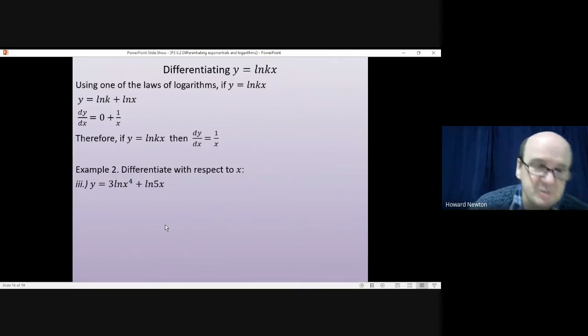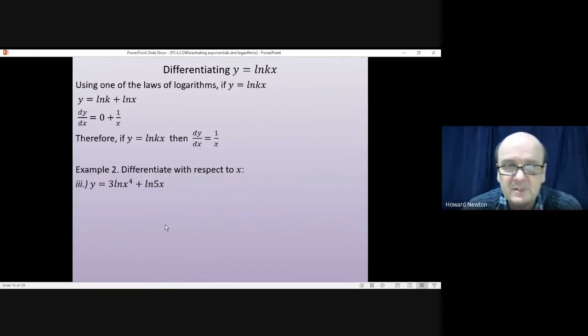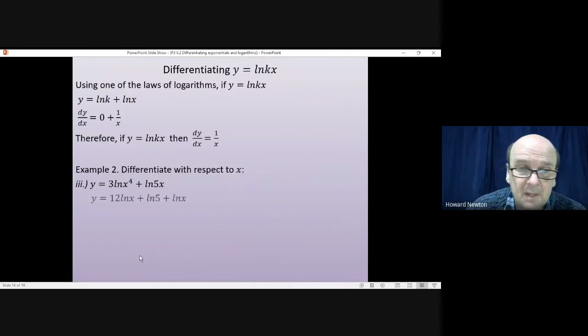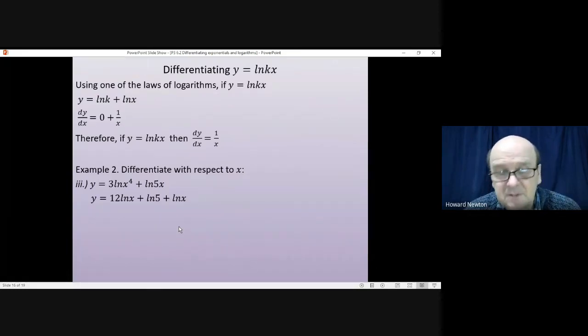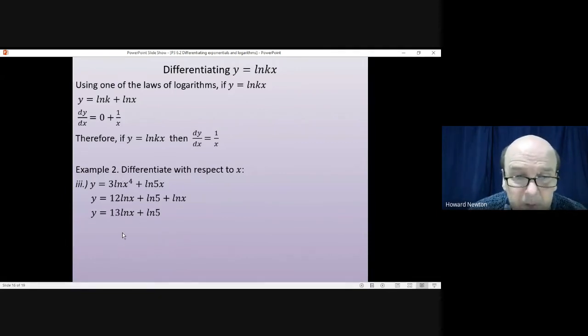And the third question, y equals 3 log x to the 4 plus log 5x. I'm going to use the power rule to tidy the first term up and the multiplication rule to tidy up the second term. And that'll give me y equals 12 log x, 3 times 4 gives me the 12, plus log 5 plus log x. Then I'll do the differentiation. Or before I do that, 12 log x plus log x, I can tidy that up. That gives me y equals 13 log x plus log 5.